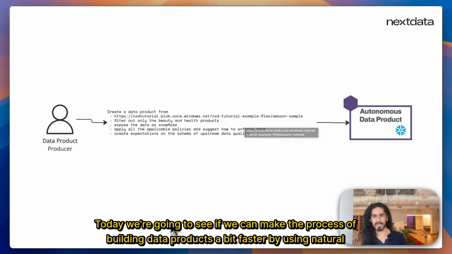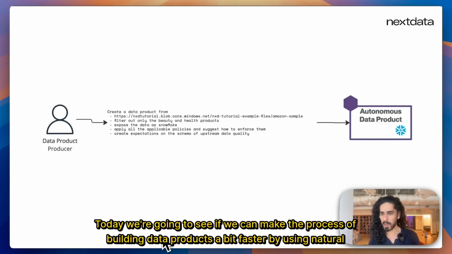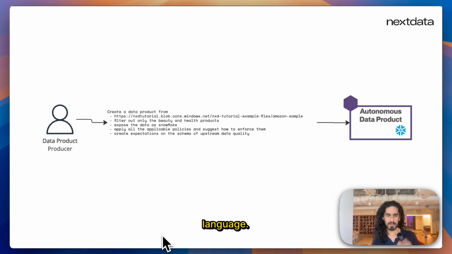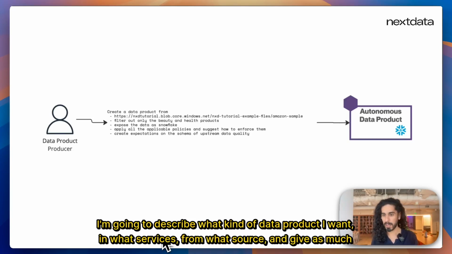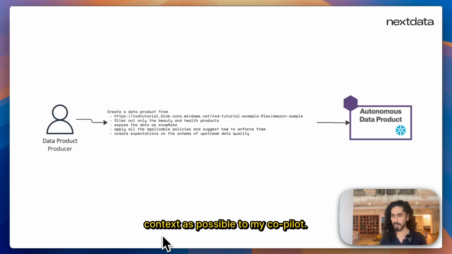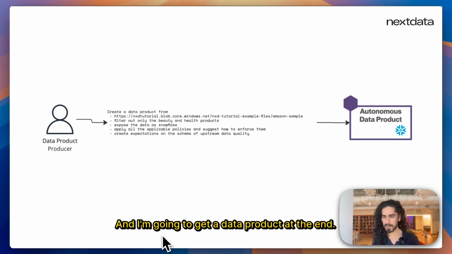Hello. Today we're gonna see if we can make the process of building data products a bit faster by using natural language. This is the overview of what we're gonna talk about. As a producer, I'm gonna describe what kind of data product I want, in what services, from what source, and give as much context as possible to my copilot. And I'm gonna get a data product at the end.